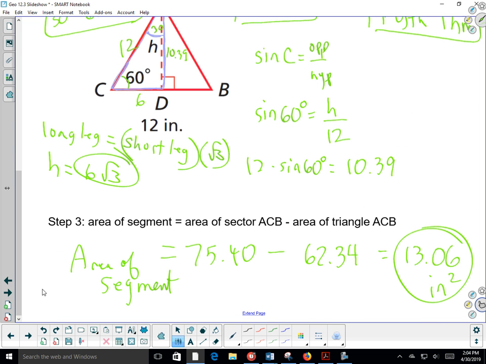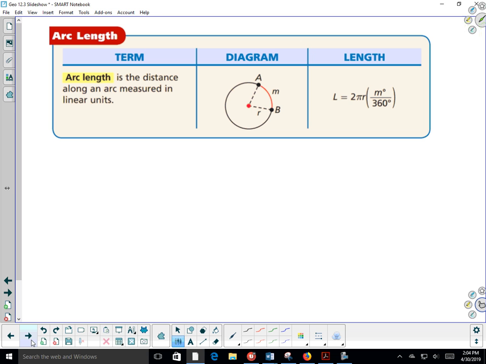Oh, I get it. All right, let's take a look at arc length. Arc length is going to be a distance along an arc, and it's going to be measured in linear units. This is not to be confused with arc measure. Arc length, arc measure, completely different things.